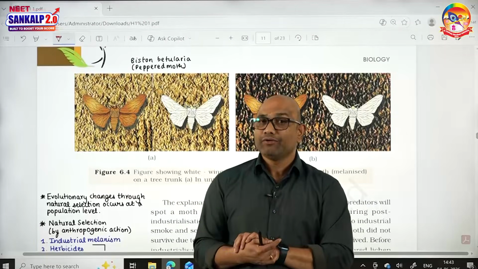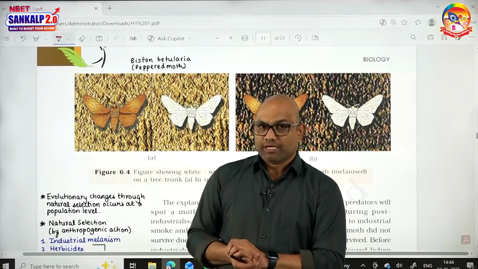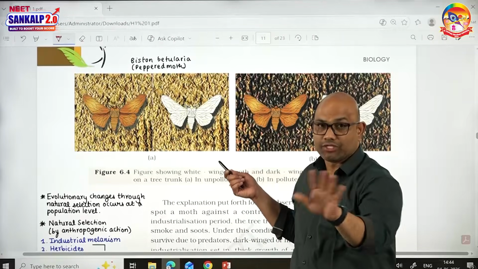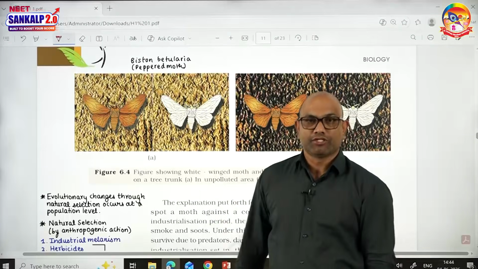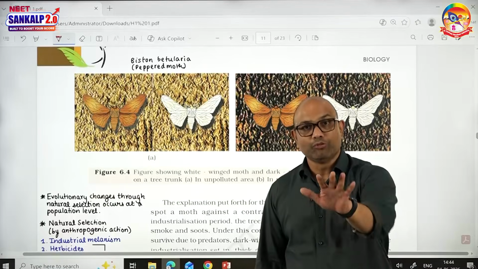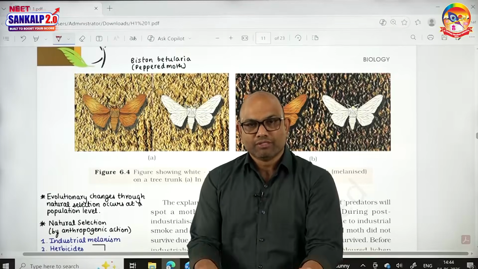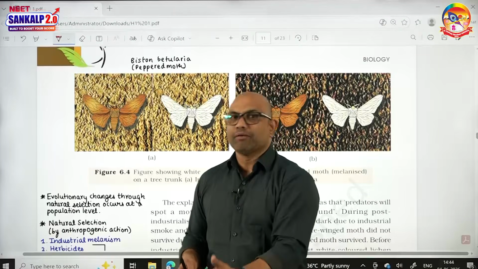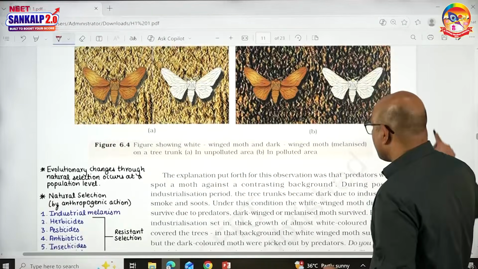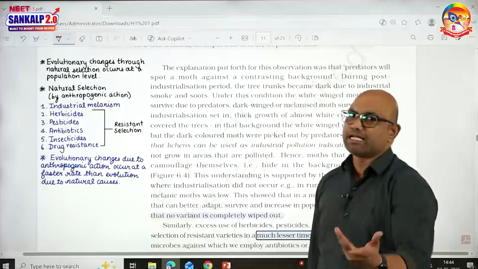And one more point I want to tell you here, no variant is completely wiped out. And one more thing, these dark moths selected after industrialization were not formed after industrialization. Dark moths were already there before industrialization. The dark and light colors are formed due to mutations during sexual reproduction. So, I can say mutations are pre-adaptive. They are already present. Whenever the situation comes, they will show their existence. So, industrial melanism is an example of natural selection, but still there is an anthropogenic action. Industrialization is done by man.